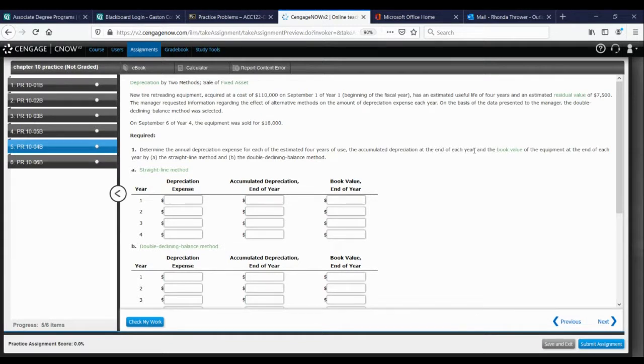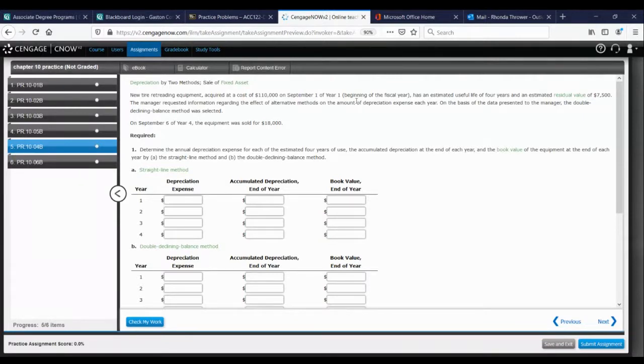So what we have is a company that is buying tire retreading equipment. And that equipment is going to be acquired at a cost of $110,000. Remember, it's important to check the dates on all of your problems. In this problem, they are buying their asset on September the 1st, which just happens to be this company's beginning fiscal year.